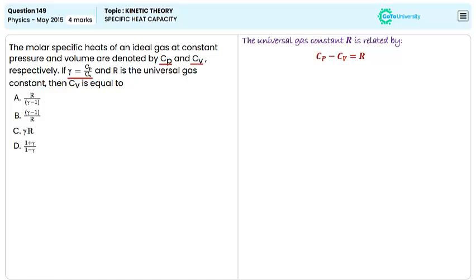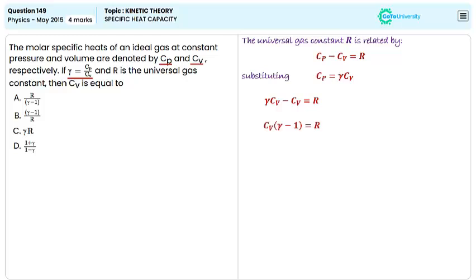From the ratio of specific heats, we can write Cp is equal to gamma Cv. Substituting this in the above equation, we get gamma Cv minus Cv is equal to R.